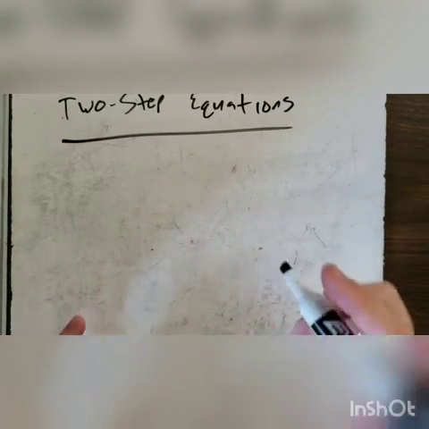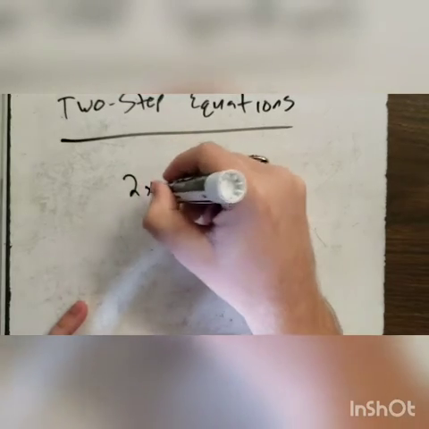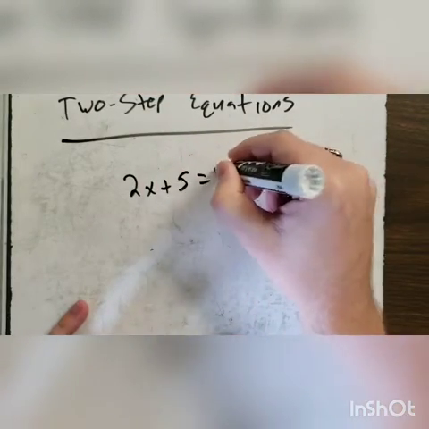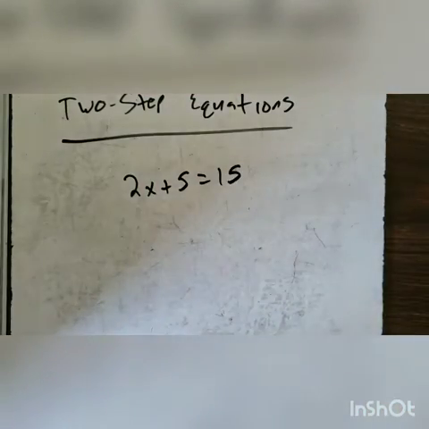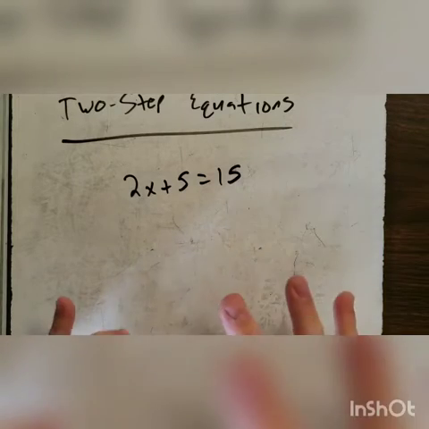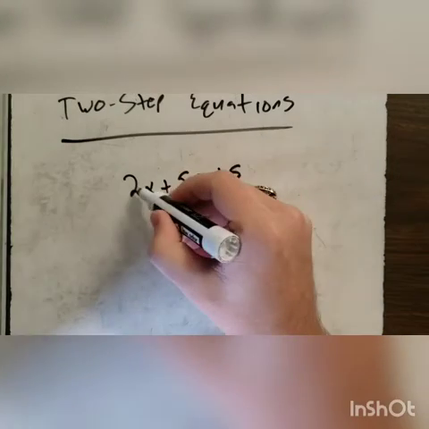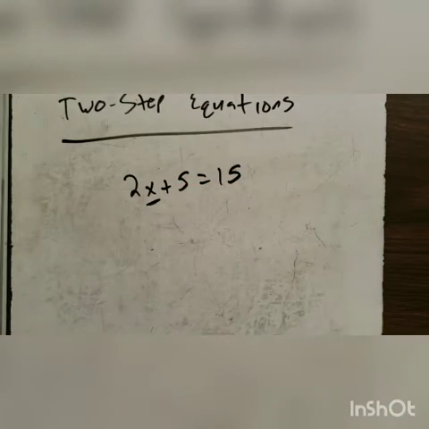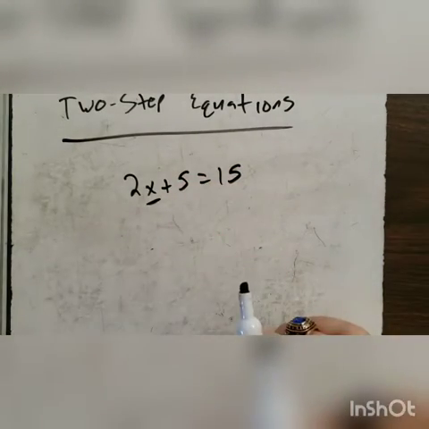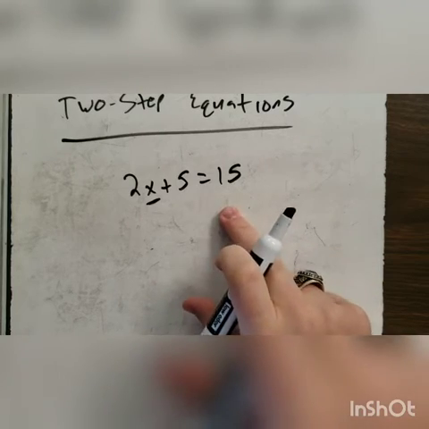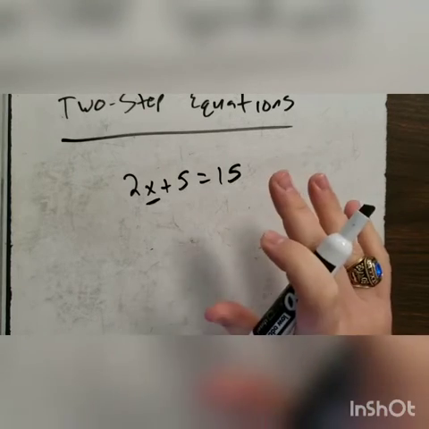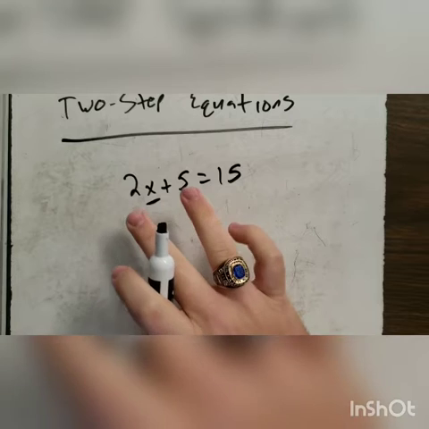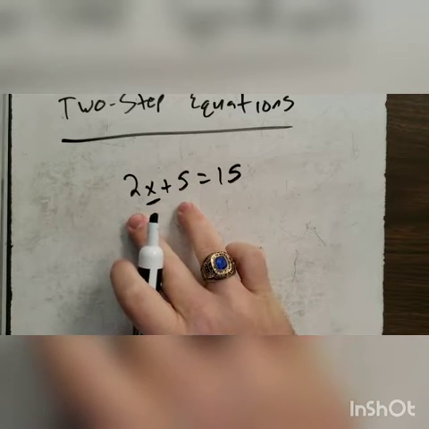So let's start off with our first example. 2x plus 5 equals 15. Now, there are two steps involved to get x by itself. So here's our variable, here's x. We need to get that by itself on this side of the equal sign. Now, our 15 is over here. It's already chilling. We don't have to do anything with it. So we have to move our two numbers, our 2 and our 5.